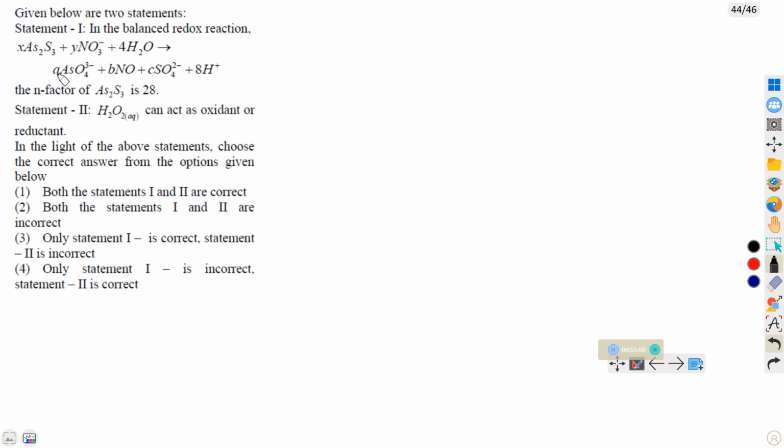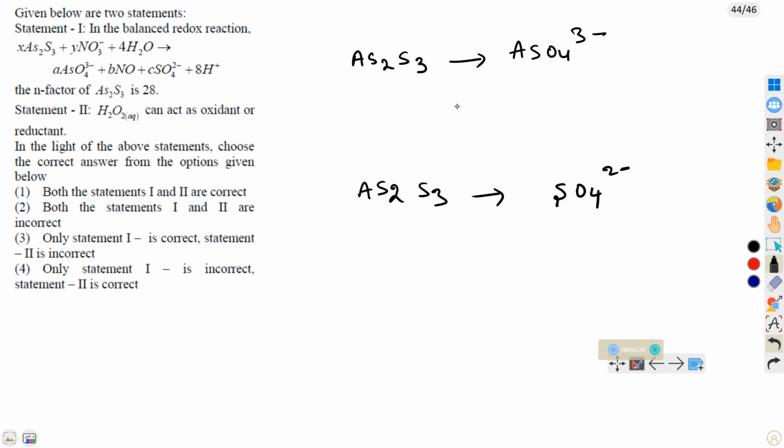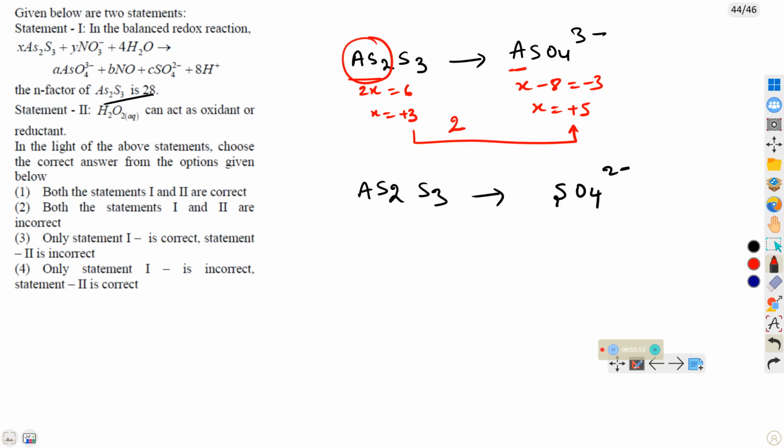Statement 1. In the balanced redox reaction, As2S3 is converted to AsO4 3 minus and SO4 2 minus. The remaining elements' oxidation states are the same. Now calculate the n factor value. In As2S3, 2x is equal to 6, x is equal to plus 3. In AsO4 3 minus, x minus 8 is equal to minus 3, x is equal to plus 5. The difference between plus 5 and plus 3 is 2, and on the left side 2 arsenic atoms are present, so for this half the n factor value is 4.